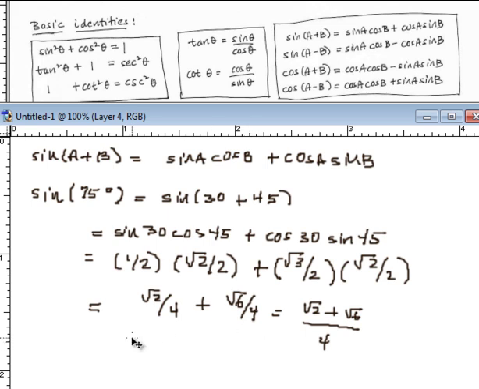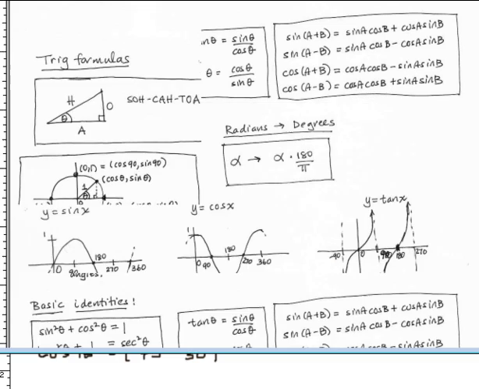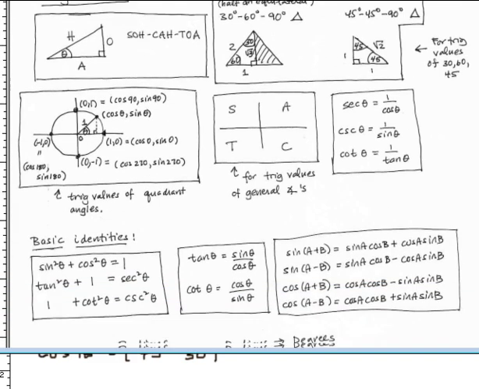Another value we can find, sine and cosine of 15 degrees. Let's say cos 15, so that's 45 minus 30. And other combinations as well. So you would use this formula here, this one, to get cos 15. Okay, so those are some of the basic identities.